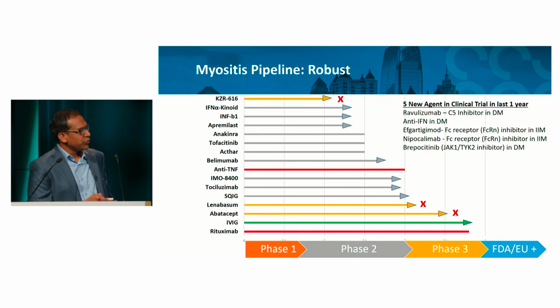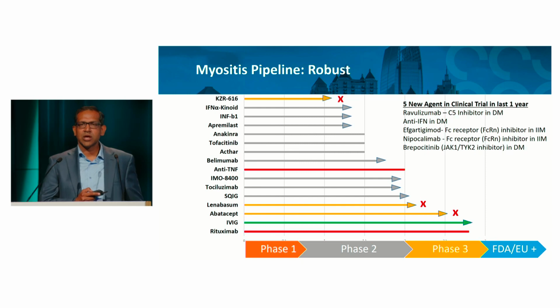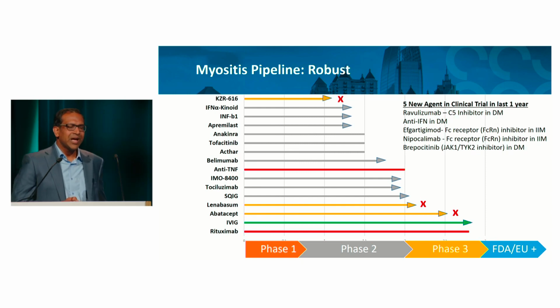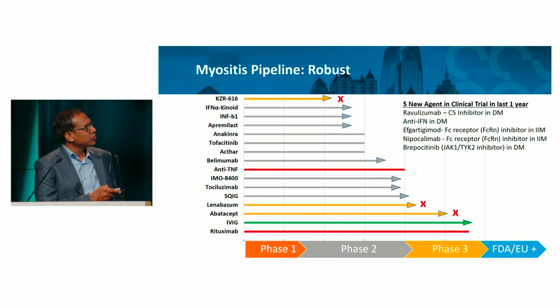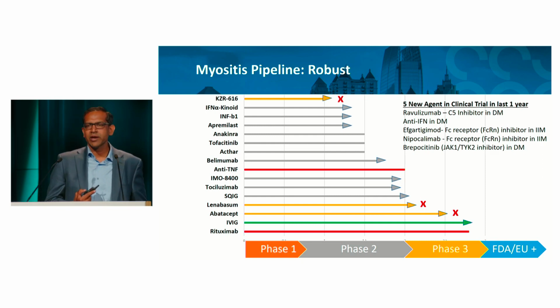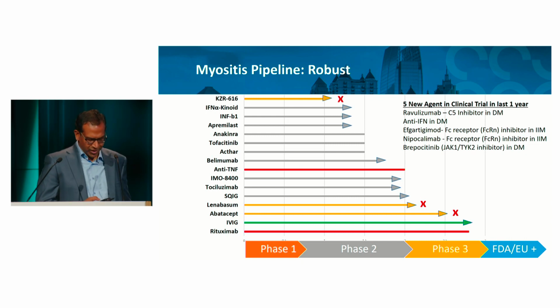Lenabasum, which was a trial on dermatomyositis, also turned out to be negative, and a phase 2 trial of KZR-616, which is an immunoproteasome inhibitor, was also negative. But in the last year, we have 5 new clinical trials starting, at least in my center, and these are all excellent drugs, excellent targets. It makes sense. It has a great biological plausibility, and we have a lot of hope from these clinical trials.